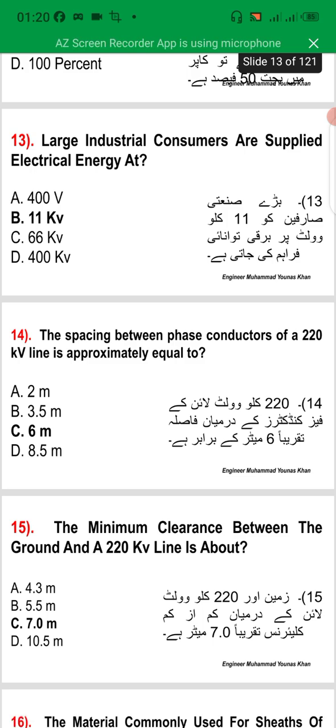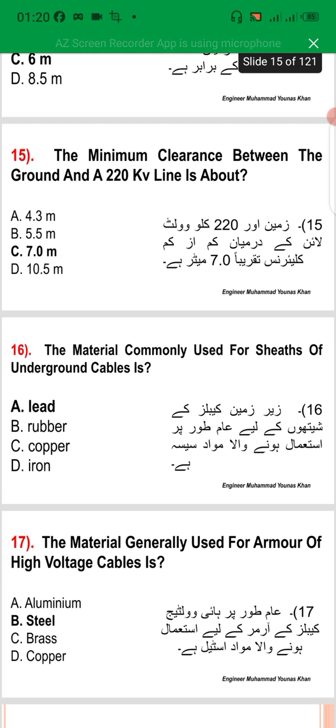Large industrial consumers are supplied electrical energy at 11 kV. The spacing between phase conductors of a 220 kV line is approximately equal to 6 meters. The minimum clearance between the ground and a 220 kV line is about 7.0 meters.